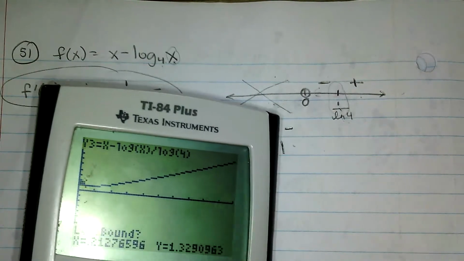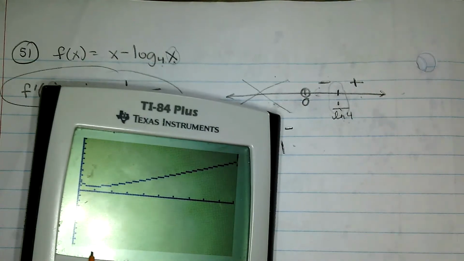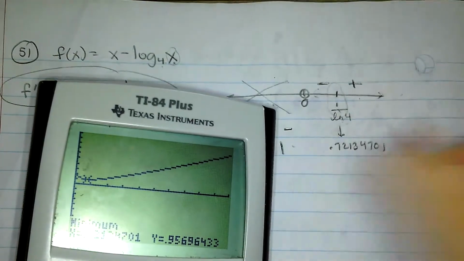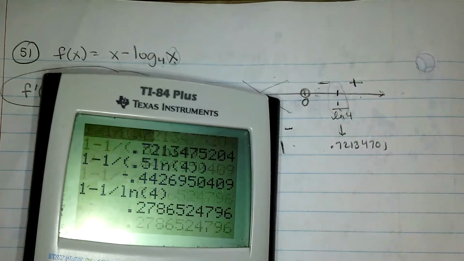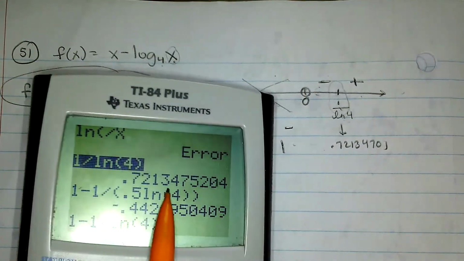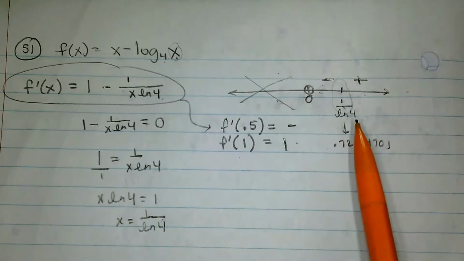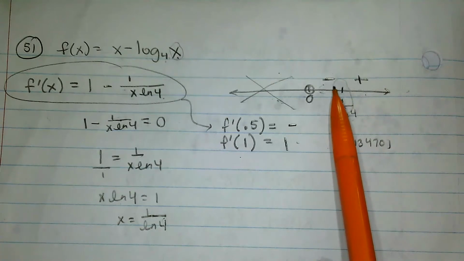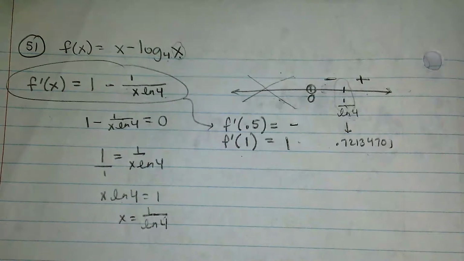So, enter. It's going to tell us that that's happening at 0.72134701, which, if you remember, was exactly what 1 over the ln of 4 was. 0.721347, and so on. So, find the critical numbers. Got them. Find the open intervals increasing, decreasing, and apply the first derivative test. And then use a graphing utility.